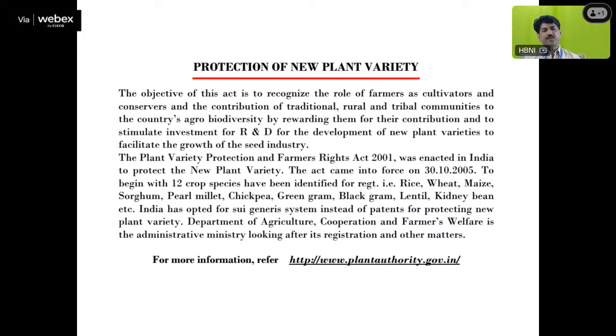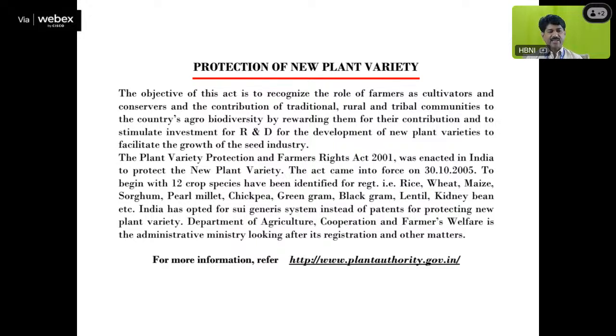Next is the protection of new plant varieties. The objective of this is to recognize the role of farmers as cultivators and conservers. This protection of new plant varieties is a special case. It is not normally included in the types we have discussed till now. It is a little different. So that's why it is coming at the end.